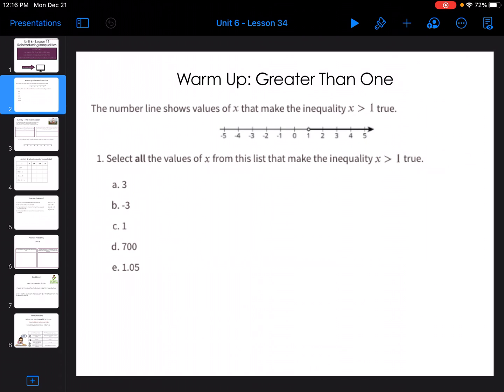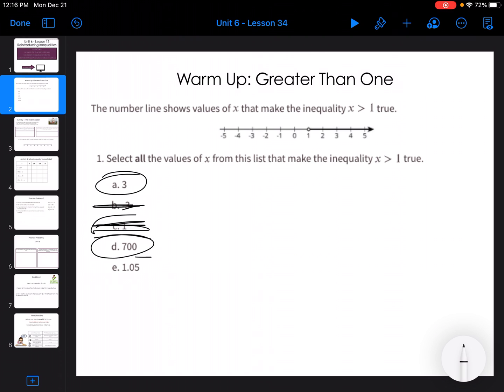So the number line says x is greater than 1. So select all the values from the list that are greater than 1. All right, this shouldn't be too hard. We can do this. 3 is greater than 1. 1 is not greater than 1. -3 is not greater than 1. 700 is greater than 1. 1.05 is greater than 1. If I had a line underneath it, I could have included C, but I do not. Therefore, I cannot include C.